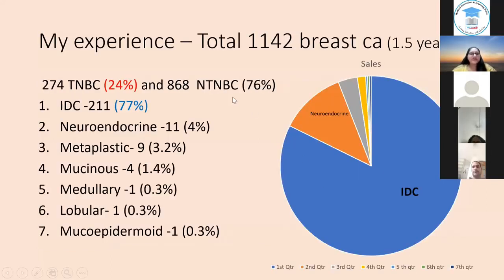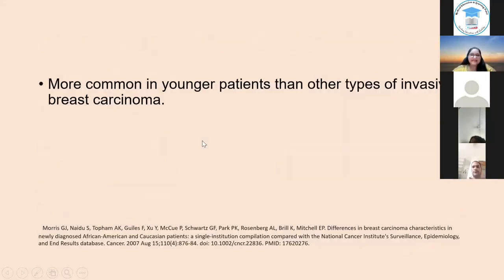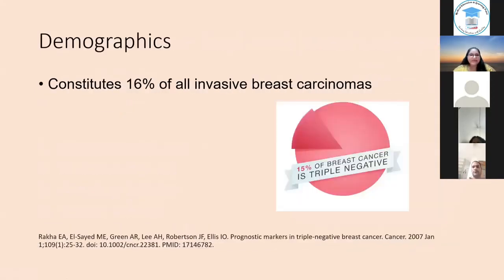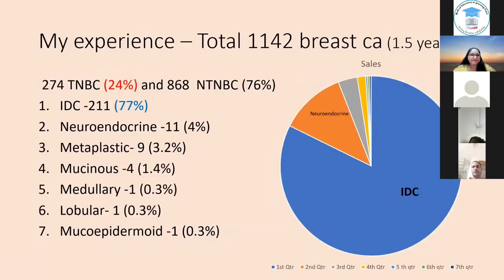So I would like to share my experience of the demography of TNBC. I took out 1,142 cases over a duration of 1.5 years, from January 2019 to June 2020. Out of these 1,142 cases, 274 were TNBC. The percentage I observed was 24%, as compared to the previous percentage of 16%. So as I told you, the percentage varies. My experience was 24%.